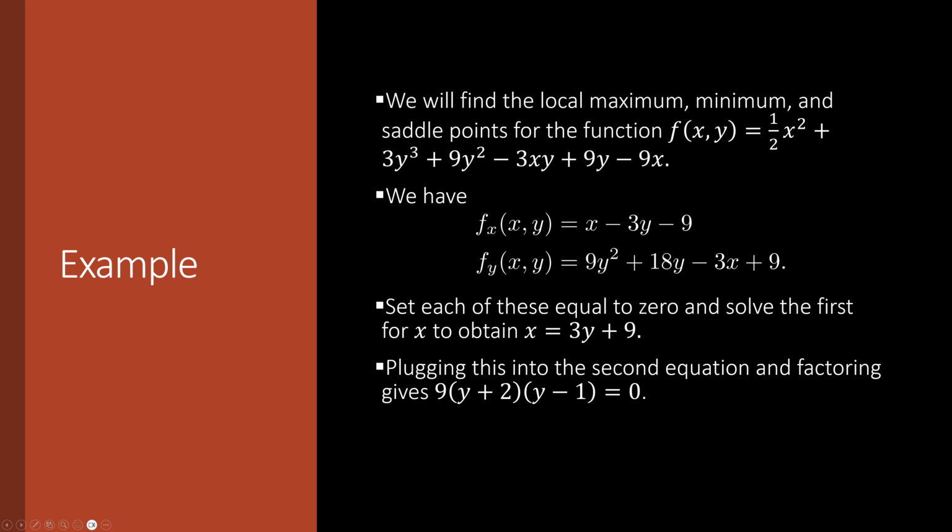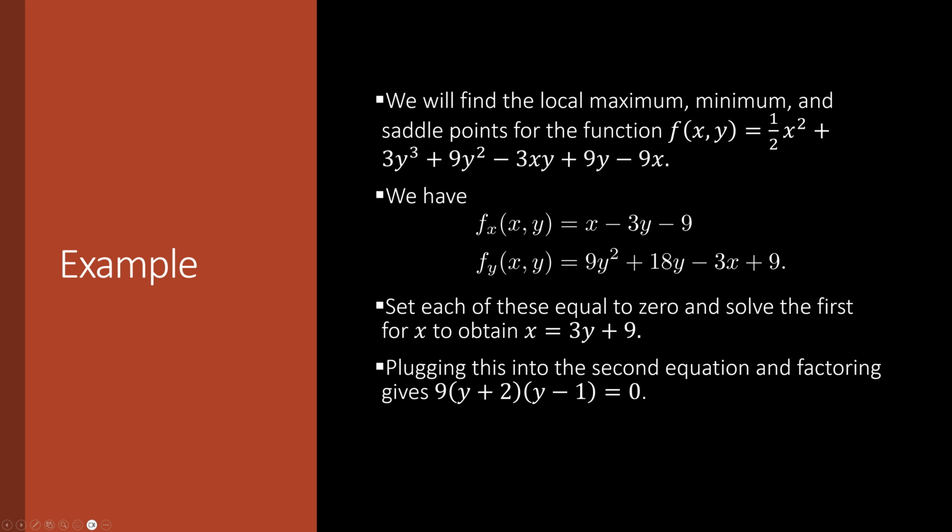And now if I can factor that, I get 9 times (y plus 2) times (y minus 1) is equal to 0. So it might be a good point here to pause the video for a minute and go ahead and work through that algebra to make sure you see where it's all coming from. But once we do that, we see, well, for this to be true, we need y to be 1 or y to be negative 2.